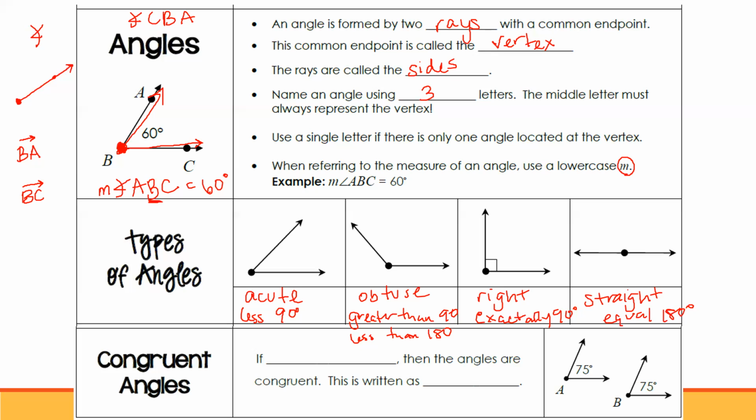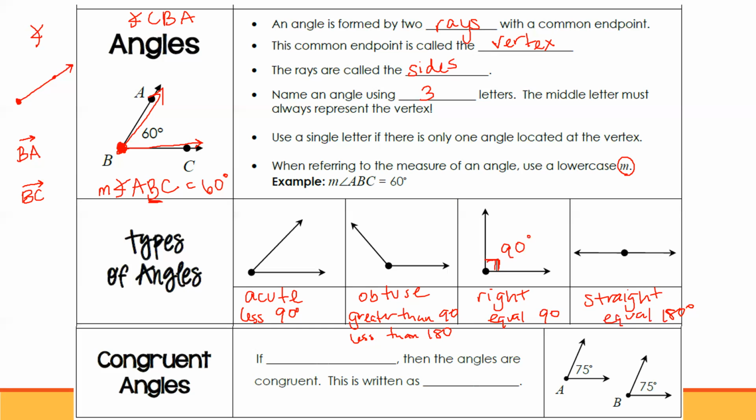Okay, we'll make that look a little neater. Say equal to 90. Note that in that right angle, you see this little box. This is the universal symbol for a right angle. So if you see that little box there, you can automatically know that this is 90 degrees.